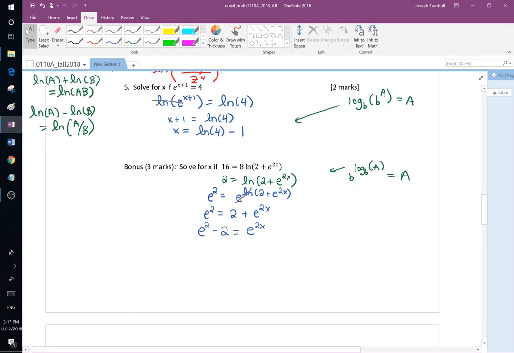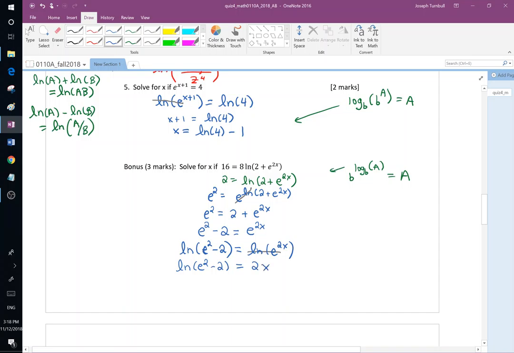We can use logs to untrap the x. So I'm going to ln both sides. The ln of e squared minus 2. Both things on the left have to be inside the one log function. You can't have ln of e squared minus ln of 2. It doesn't work like that. Equals the ln of e to the 2x. Cancellation law on the right. Ln e cancels. We can't do that same thing on the left because there's two terms in there. So ln of e squared minus 2 is equal to 2x.